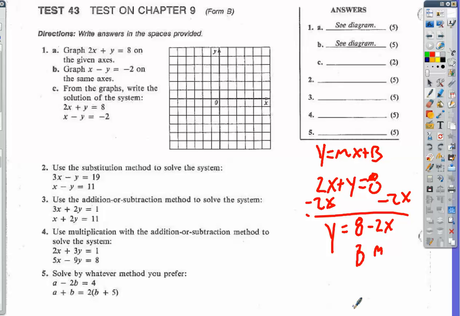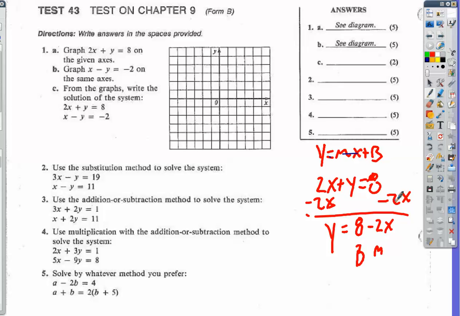All right, so number one, we're to graph 2x plus y is equal to 8 on the axis. And the first thing I notice is that we have a standard form equation. But I really want to have a slope-intercept form equation, because that gives me the slope and the y-intercept. So I want my equation y equals mx plus b. So to get the y by itself, I'm going to subtract 2x from both sides. And I get y is equal to 8 minus 2x.